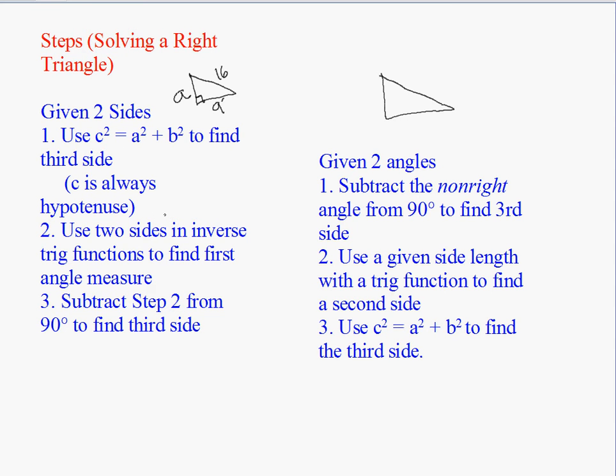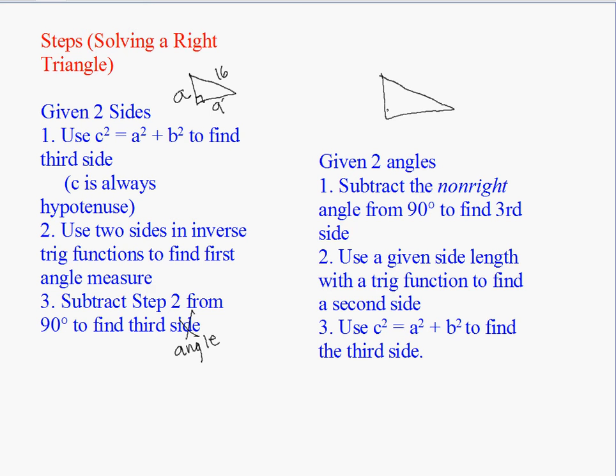Step 2, use two sides, and preferably you use the sides that they give you. Use the two sides with the inverse trig function to find the first angle measure. And then you're going to take whatever number you found in step 2, subtract it from 90 and find the third angle. That's supposed to say angle. My fault. Put angle right there.